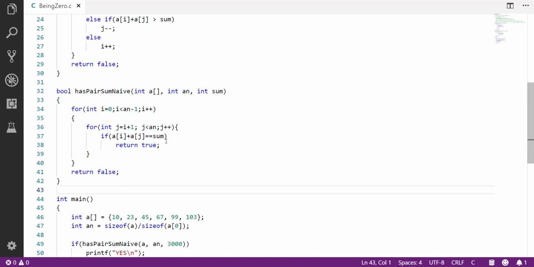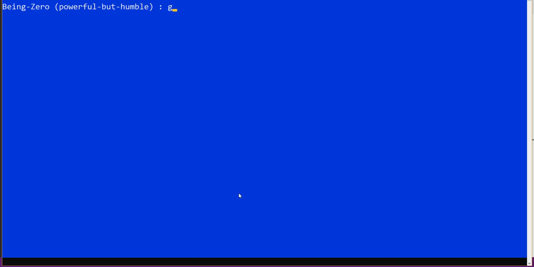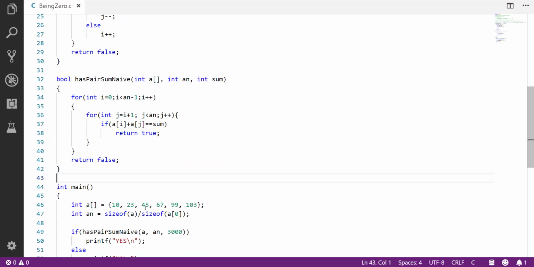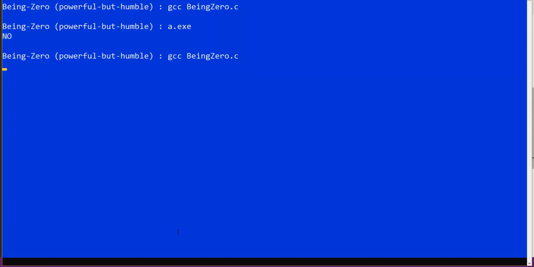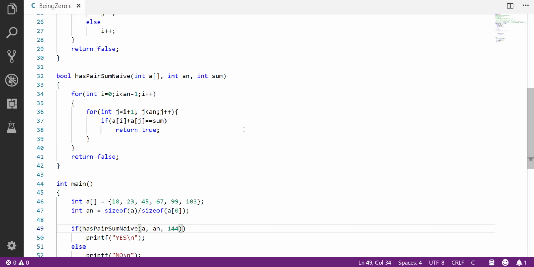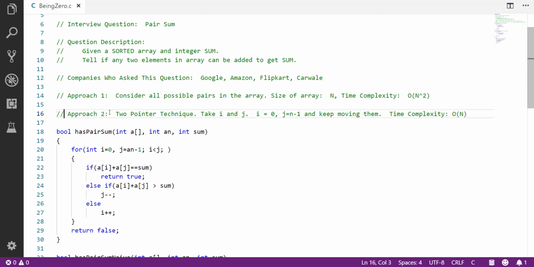Now we can go and compile this code. So let's compile the code, gcc being0.c, and let's run the code. If we run it with the correct value, let's say 144, compile again, run again, and this time we say yes. So these are the two approaches, and this is the more optimized approach.